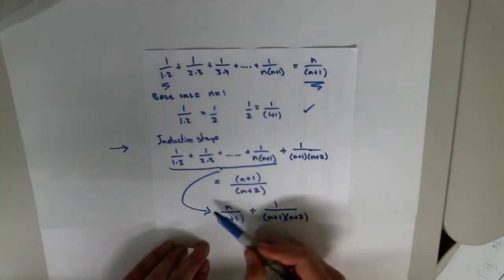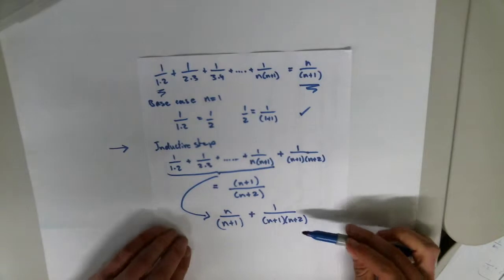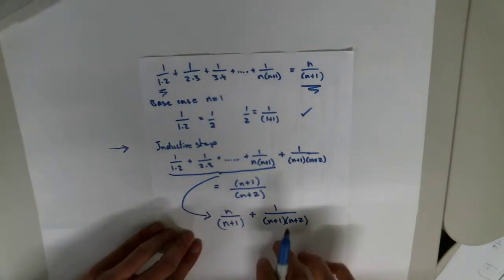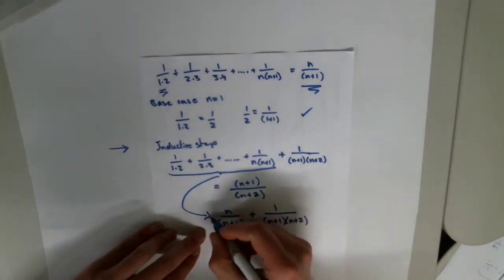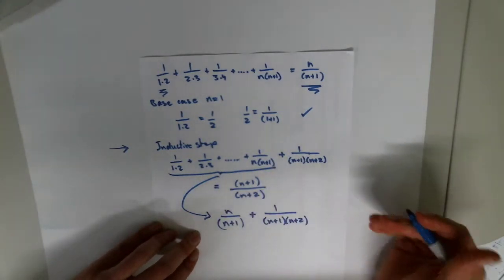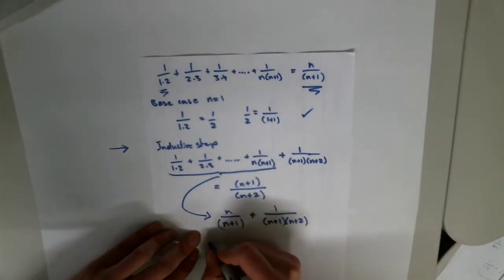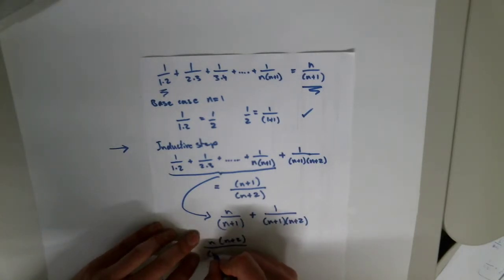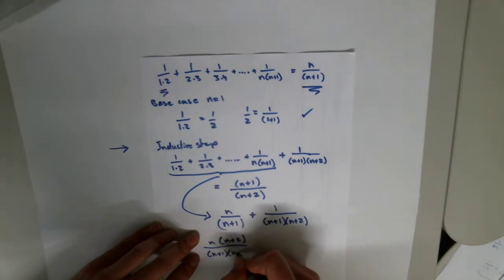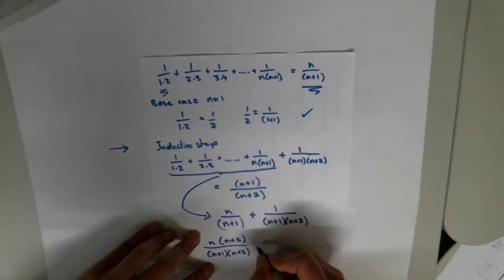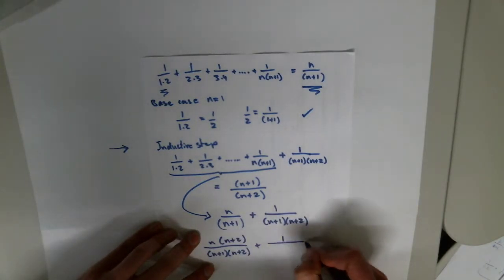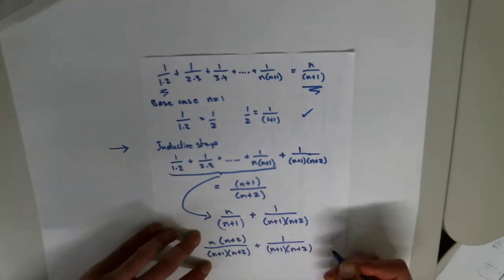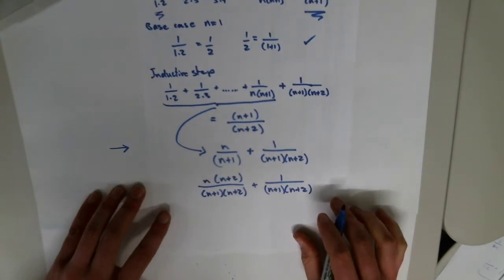And now we just want to show that this, if we massage it around a bit, will become equal to this. What we want to do is we want to get everything over the same common denominator, so I just want to multiply this side by n plus 2 over n plus 2. So that's going to give me n bracket n plus 2 on n plus 1, n plus 2, plus 1 over n plus 1, n plus 2. Okay, moving that up a bit.